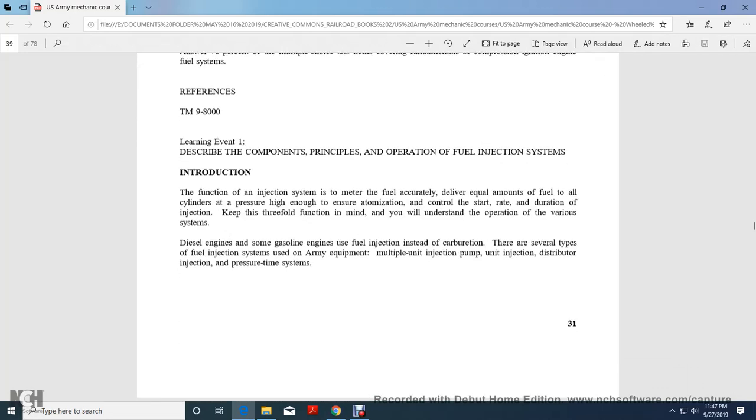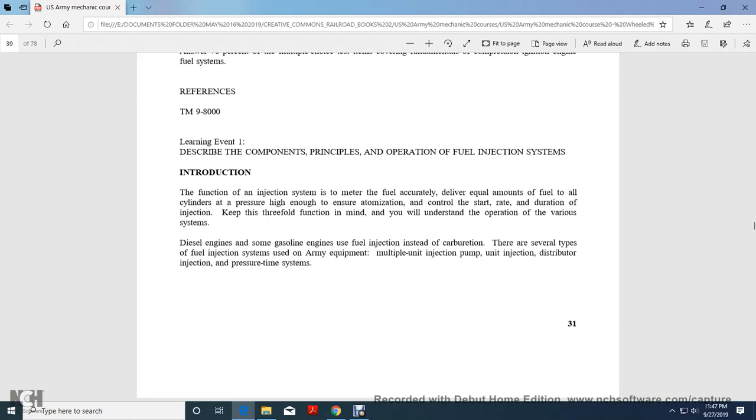Alright, Learning Objective 1: Describe the components of the principal operating fuel injection systems. Introduction: function of the injection system. Meet the demand of the engine for fuel, accurately deliver an equal amount of fuel to all of the cylinders, at pressure high enough to ensure atomization, and control the start, rate, and duration of the injection.